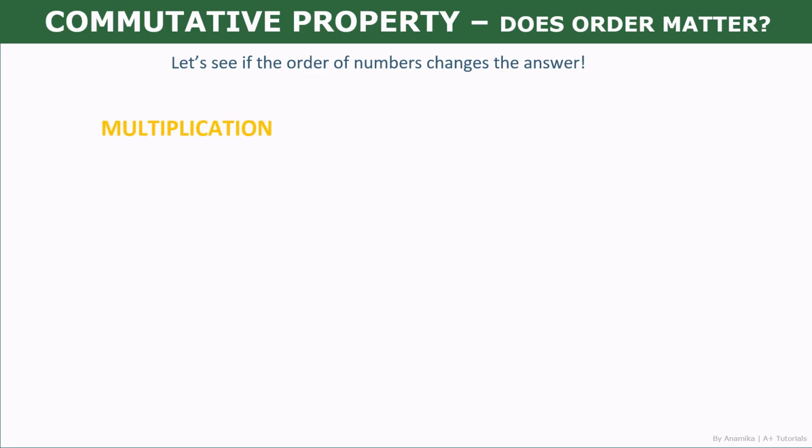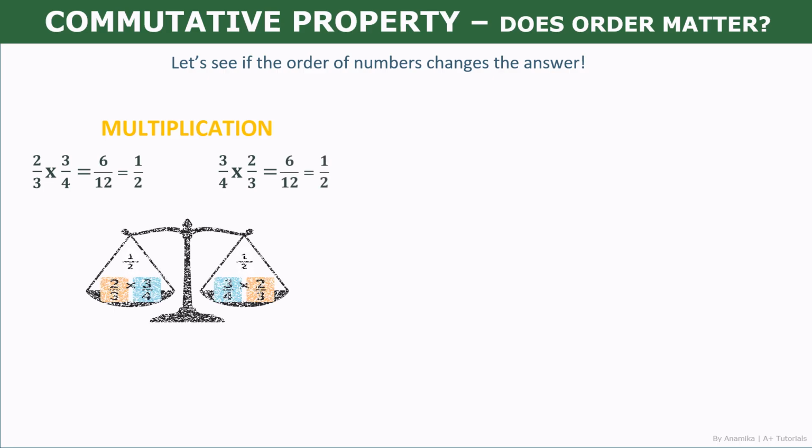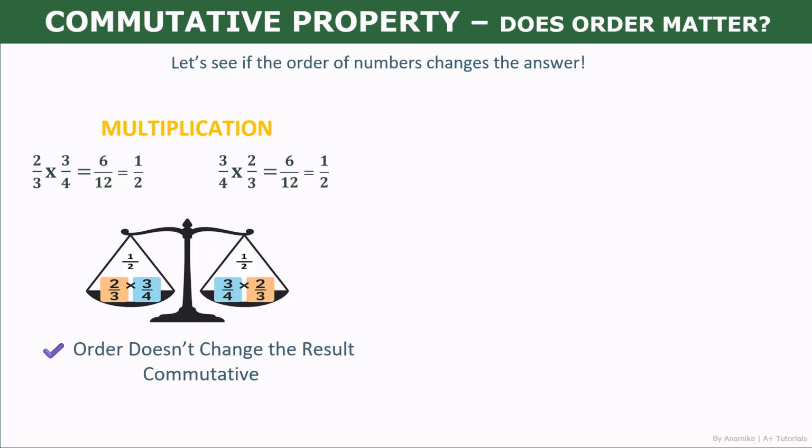Coming to multiplication, we have 2 by 3 multiplied by 3 by 4. Multiplying the numerators and the denominators gives us 6 by 12, which simplifies to 1 by 2. Now let's swap them. 3 by 4 multiplied by 2 by 3 equals 6 by 12, which also simplifies to 1 by 2. Same again. So, multiplication of rational numbers is commutative.